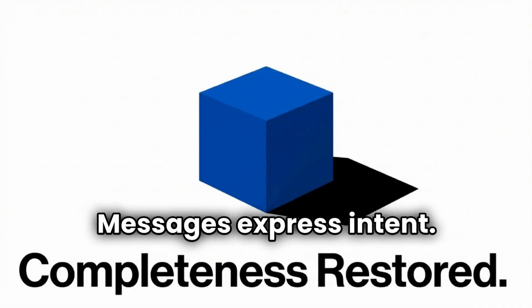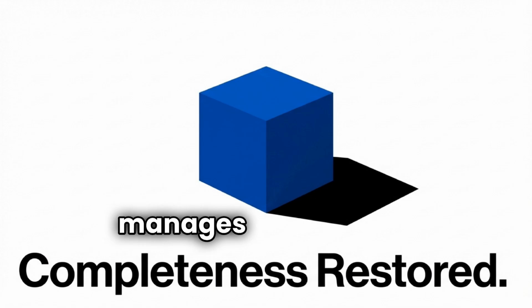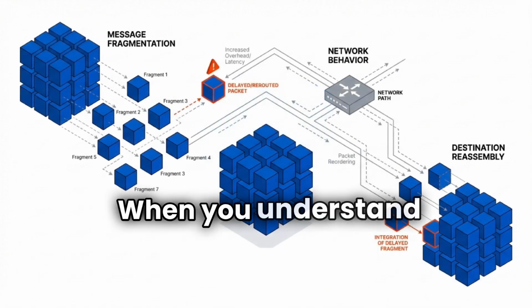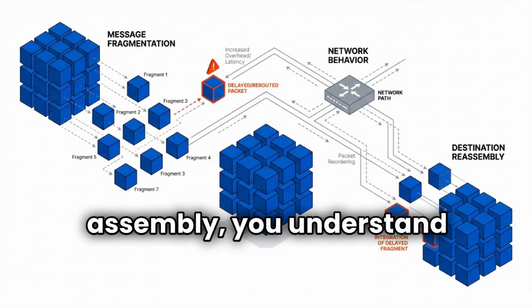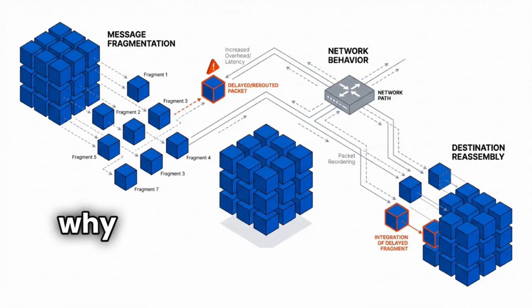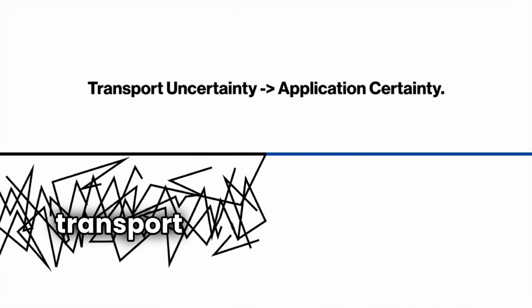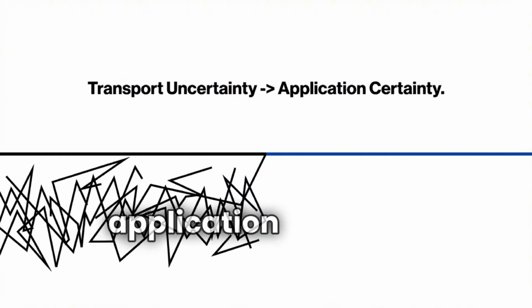Messages express intent. Fragmentation manages constraints. Assembly restores completeness. When you understand message assembly, you understand why buffering exists, why timeouts matter, and why partial delivery is dangerous. Message assembly is where transport uncertainty becomes application certainty. That is message assembly.